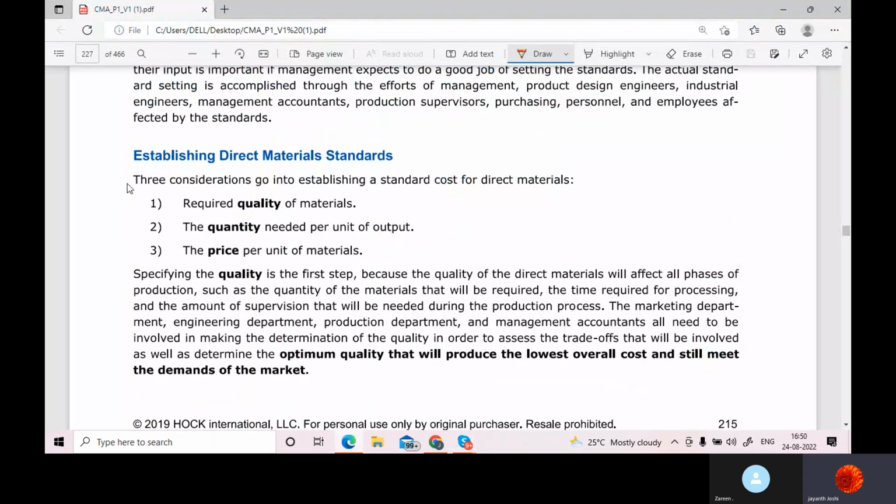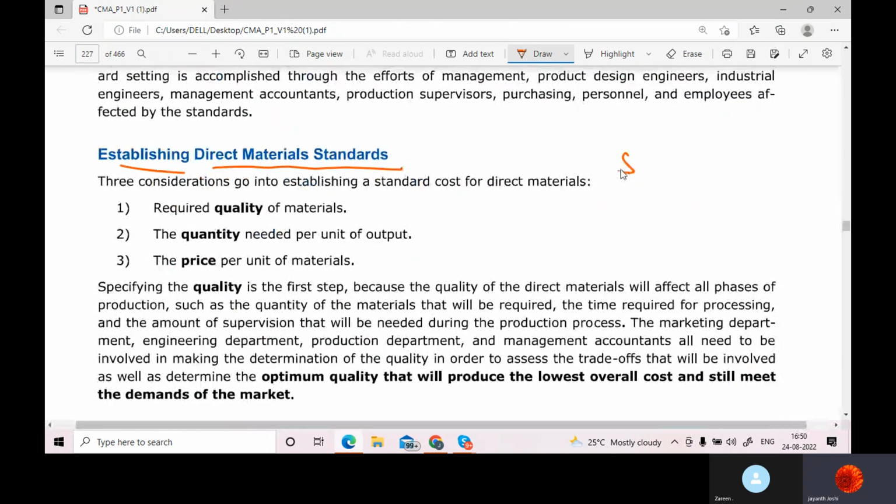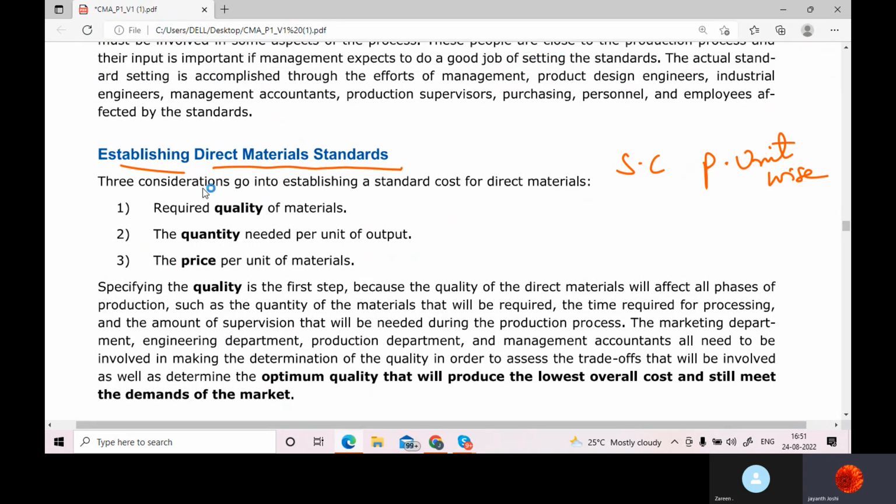So we are starting from establishing direct material standards. As you know, the standard cost, whatever we find, is per unit wise. Now, if you want to calculate the standard cost of a material, or the per unit cost of some particular thing you are going to produce, you should keep three things in mind, or take three considerations, when you want to establish a standard cost for direct materials. I'm speaking about direct materials which are directly involved in the production process.